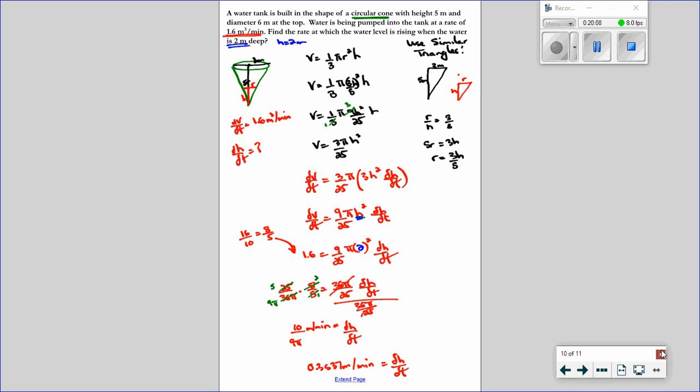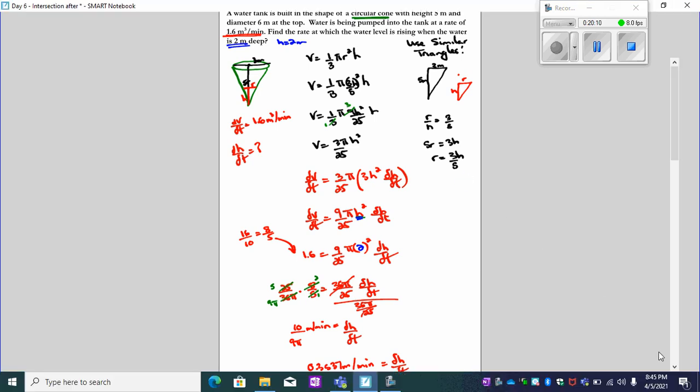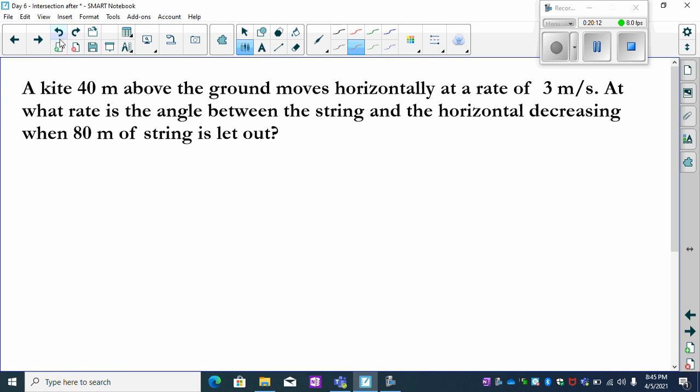Okay. One last question. So trig one, so this will involve a trig function. And I'll show you kind of a way I like to do it. You can solve it using a trig function, but I like to use an inverse trig function actually, because it's asking for the rate at which the angle between the string is decreasing or changing.